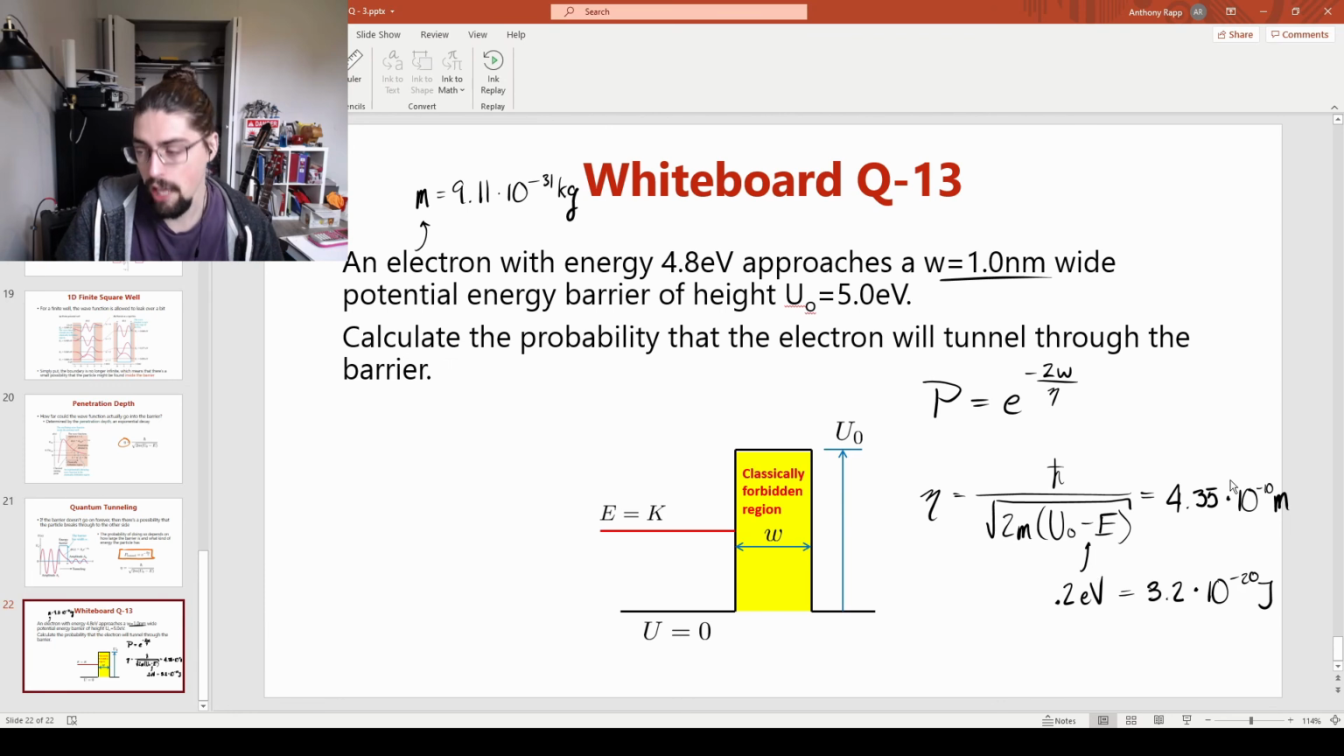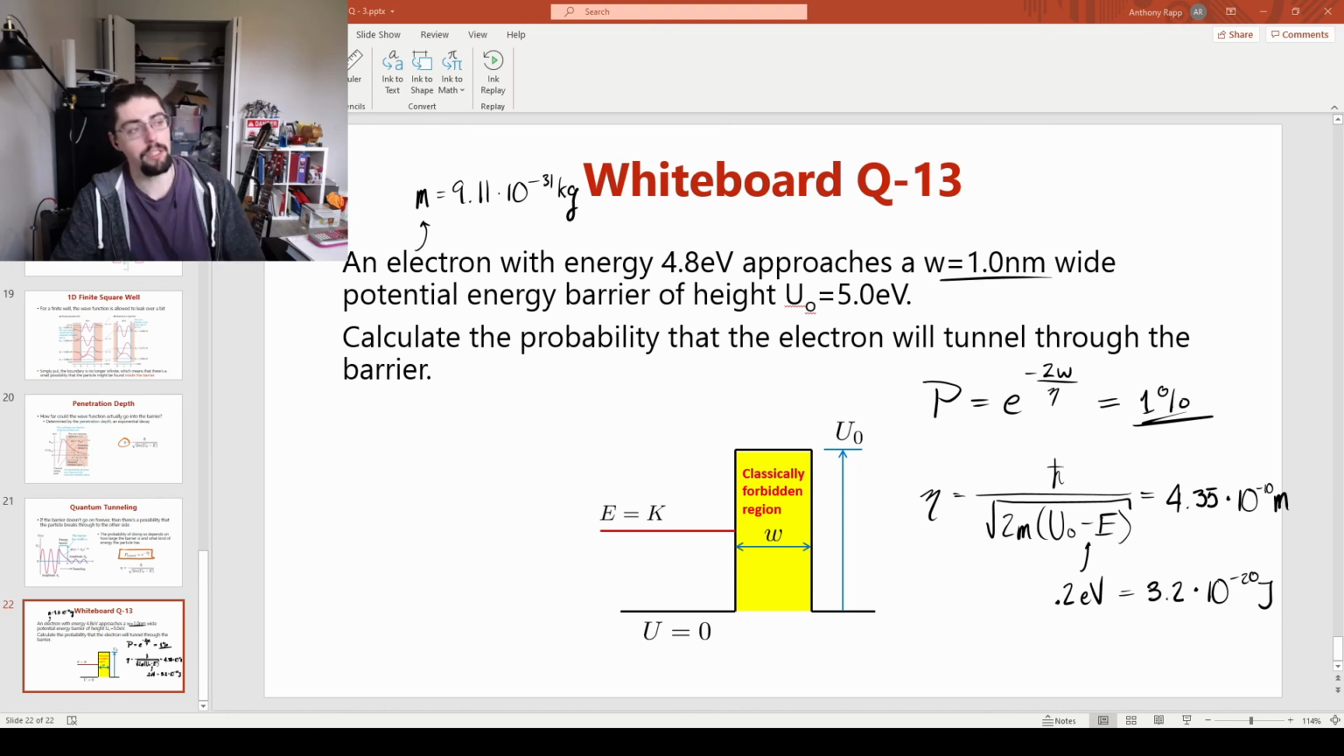But now at this point, we have calculated eta, and we have been given the width. When we plug all of these values together, what we end up with is right around a 1% probability of tunneling, and that is more than enough to see plenty of tunneling. This is essentially the chance of tunneling within a given time frame. If you have billions of electrons, which is not a small number of electrons, but it's not super large either, you would see plenty of electrons tunneling through any sort of forbidden barrier.